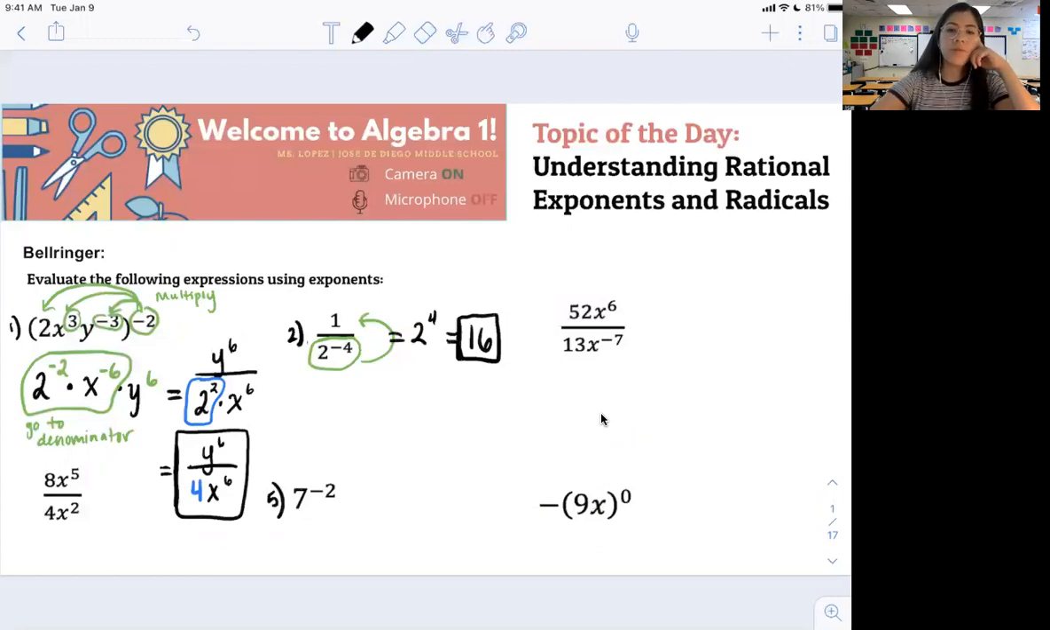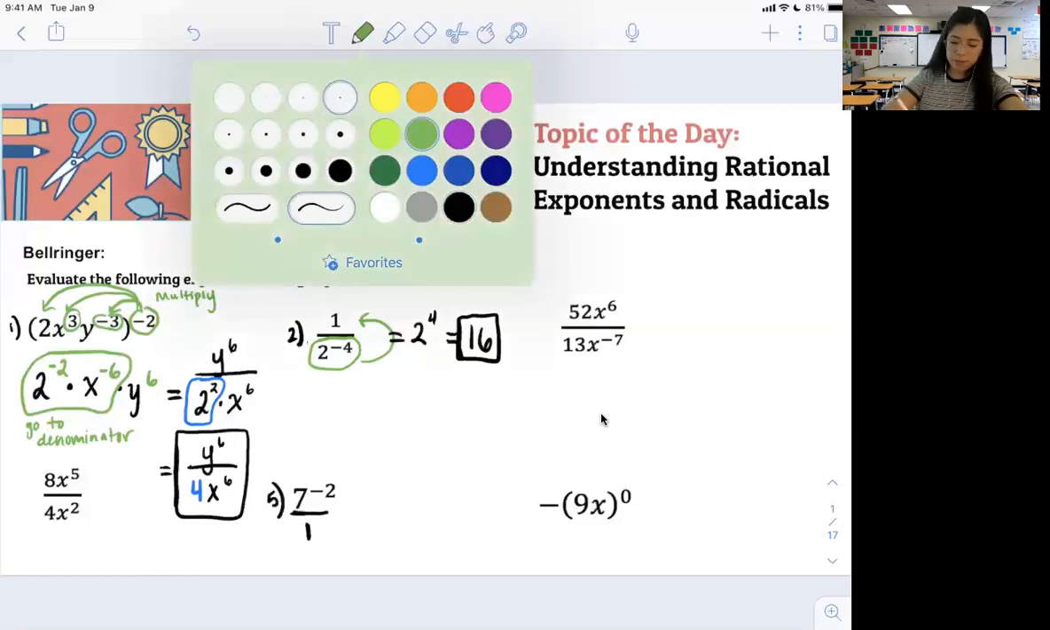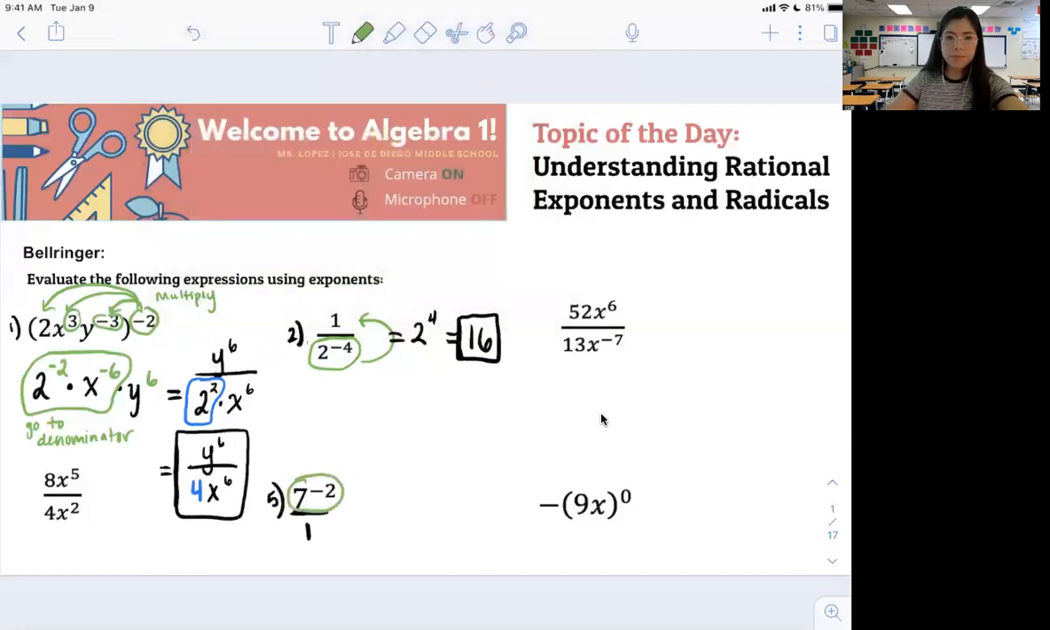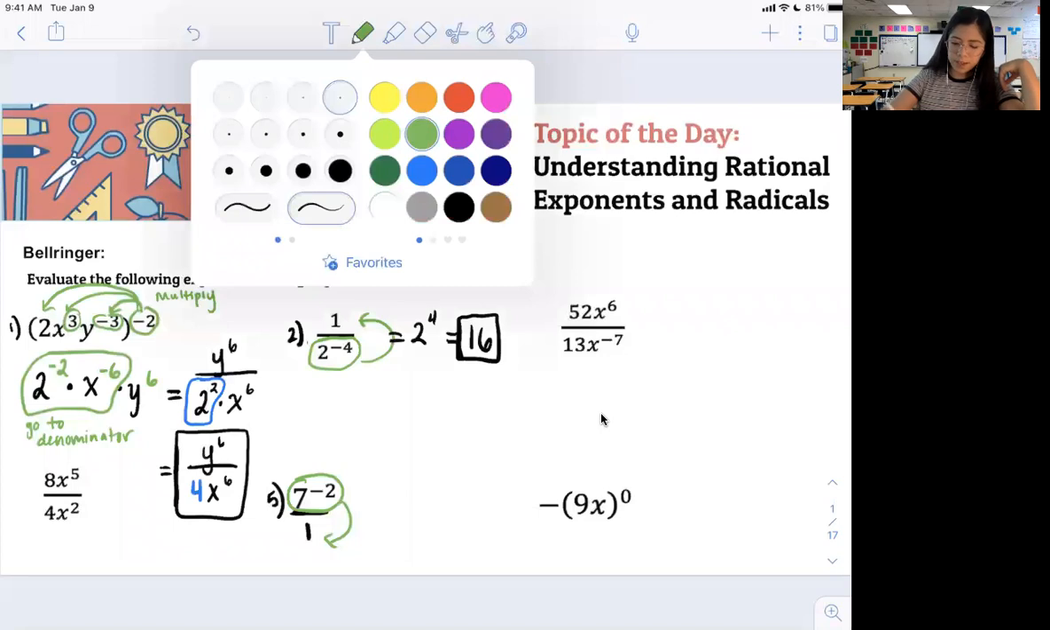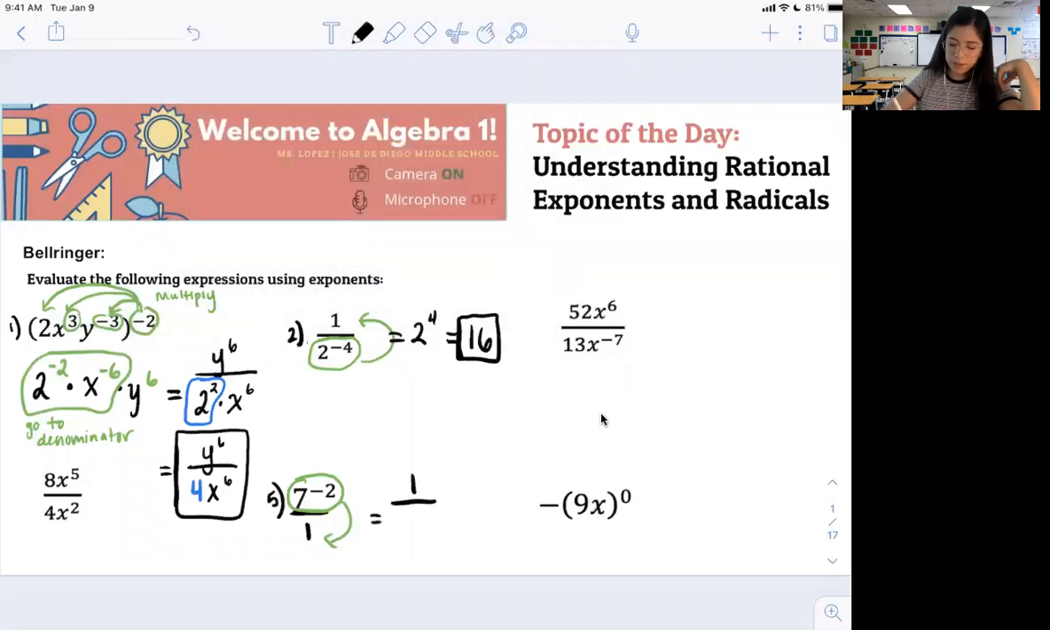Questions on number 2? Okay. I'm going to skip around a little bit. Let's go to number 5 because number 5 is kind of the opposite. In number 5, there is no denominator, but you can think about this as 7 to the power of negative 2 over 1. So what happens to this number? Where does it go? You have to flip it down to the denominator. So this becomes 1 over 7 squared.